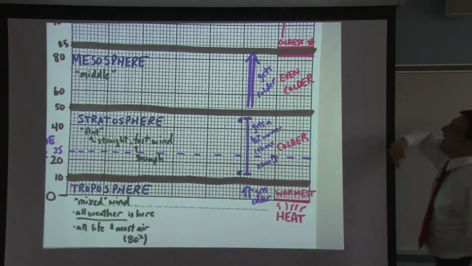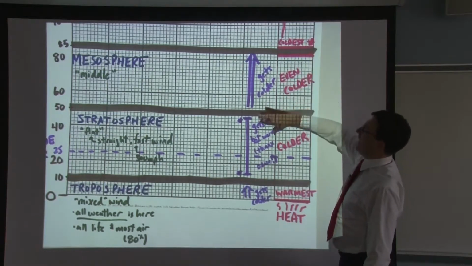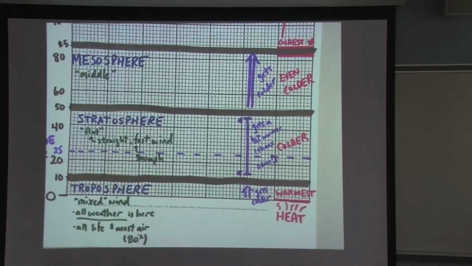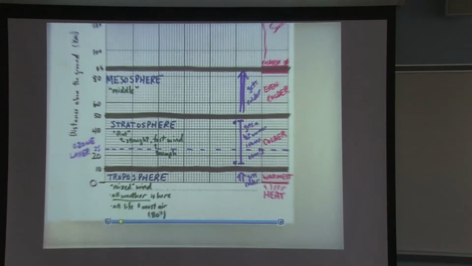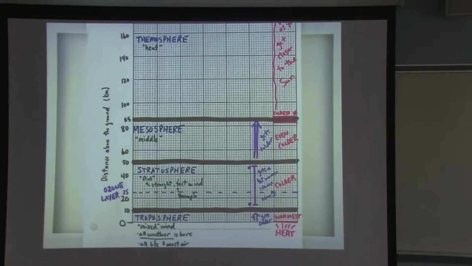And if you look at what we have here, the top of the mesosphere is defined as a temperature boundary. And the top and bottom of the stratosphere is defined as a temperature boundary. And what we're left with then are 4 layers of our atmosphere: the thermosphere, mesosphere, stratosphere, and troposphere.